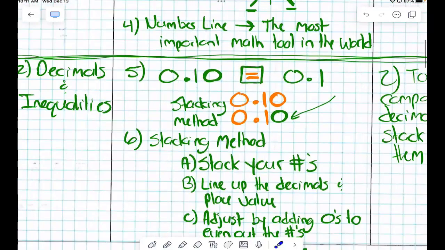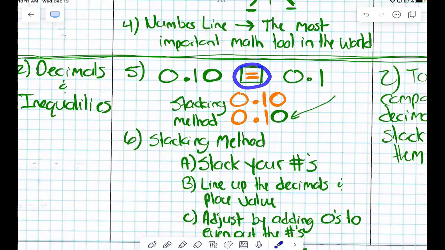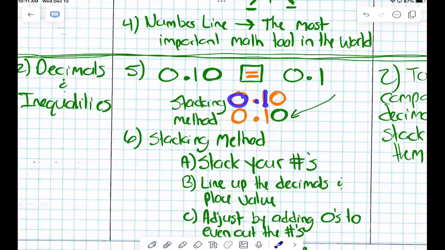All right, so when we were using inequalities, we determined that these two numbers were equal, right? Yes. However, isn't 10 bigger than 1? Yes. But when we stacked it, remember the stacking method? Yes. When we stacked 0.10 or 10 hundredths and we stacked 0.1, what did we do? We added a 0. We evened it out. Did that make the numbers look exactly the same? Yes. Not only do they look the exact same, aren't they the exact same? Yes. Because again, we can add zeros to the end of a decimal and not change the value, right?